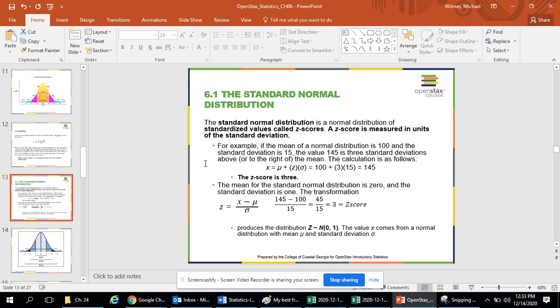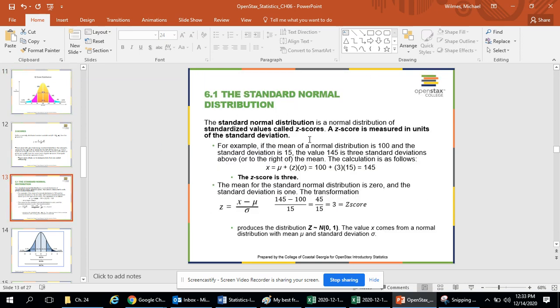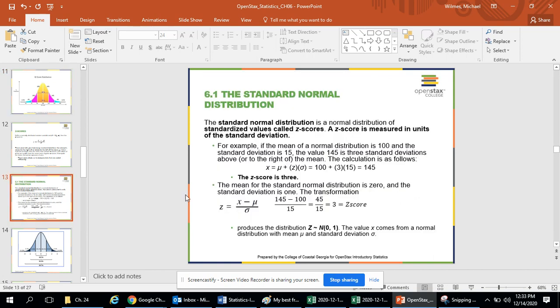So, for example, if the mean of a normal distribution is 100, so I'm thinking of our IQ example again, the mean is 100 and the standard deviation is 15. We want to find the value of 145. And the value of 145, I'll just tell us, is 3 standard deviations above or to the right of the mean. And we can see that here. The mean is right down the center. Here's 1 standard deviation, 2 standard deviations, and 3 standard deviations. So an IQ of 145 says you have a higher IQ than 99.9% of all humans.